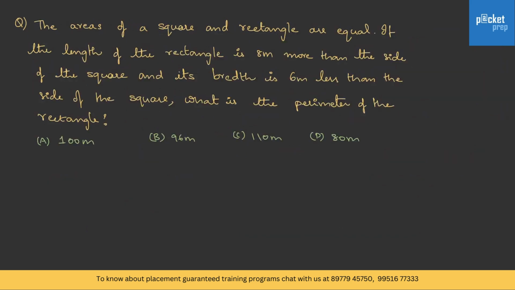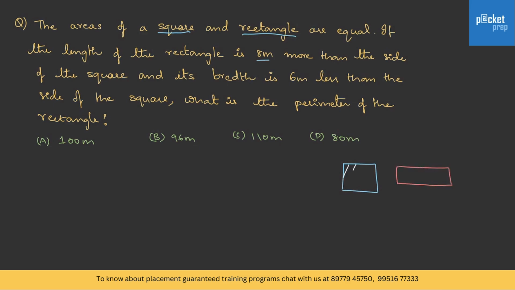The areas of a square and a rectangle are equal. If the length of the rectangle is 8 meters more than the side of the square and its breadth is 6 meters less than the side of the square, what is the perimeter of the rectangle? So here they have given two things. One is a square, the second one is a rectangle.